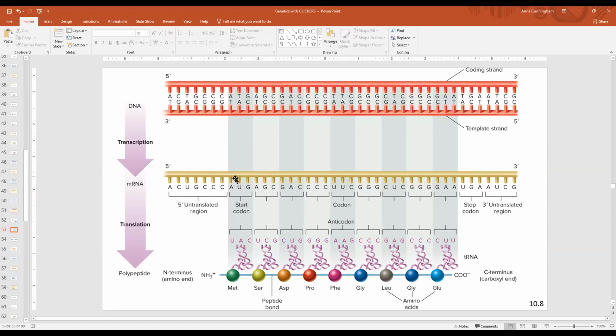But then you'll notice that the very first codon is AUG, which codes for methionine, and then we go codon to codon to create our polypeptide.